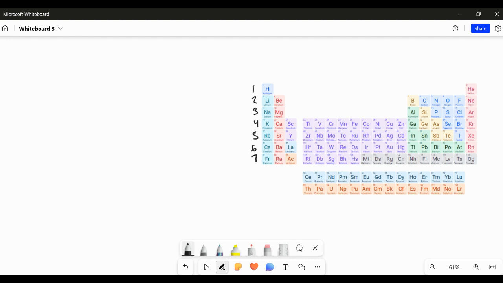Okay, let's take a look at them. So on this left side, I'm going to do lithium. On the right side, I'm going to do sodium. Okay, so lithium's Bohr model. Well, actually, let's look at its electron configuration first. So lithium's electron configuration is 1s2, 2s1. This means that the first energy level is going to have 2 electrons, and the second energy level is going to have 1 electron.